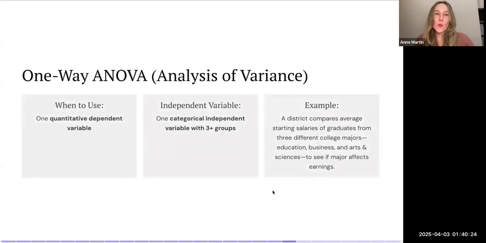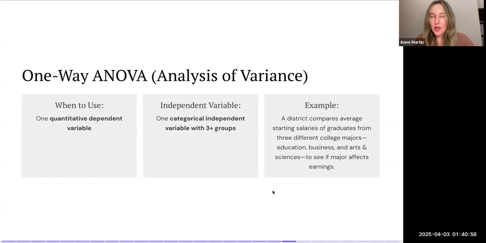Next we have one-way ANOVA, analysis of variance, or you could have two-way ANOVAs. This is when you have a quantitative dependent variable and a categorical independent variable, and you can use this with 3 or even more groups. So this might be a school district comparing the average starting salaries, which would be a quantitative dependent variable, from graduates of different majors, which is your categorical independent variable, such as education, business, and art.